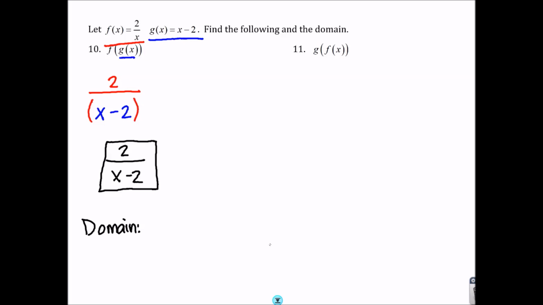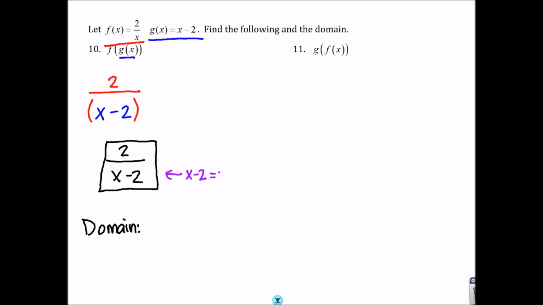So, if we look at this, we have to figure out what number, when you plug it in for x, will make the denominator 0. And we cannot plug that number in for x. So if you look at the denominator, we have x minus 2.